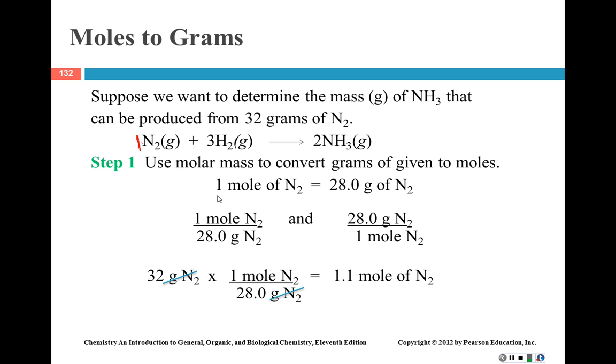So we know that if we look it up, 1 mole of nitrogen is 14, so 14 times 2 is 28 grams of nitrogen. We know that 1 mole of N2, notice we have to use the whole molecule in this case, is 28 grams of nitrogen, and so we can use that to convert the 32 grams of nitrogen by its molar mass ratio of 1 mole of nitrogen to 28 grams, which allows us to cancel grams of nitrogen, and that leaves us with 1.1 moles of nitrogen. So that's step 1. We find how many moles of what we're given, what we have.